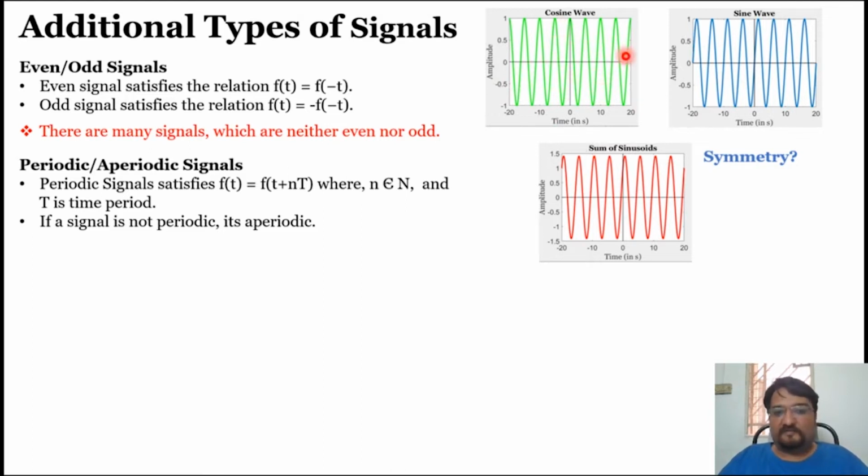These waveforms are repetitive. The same values are attained after some point of time. So in mathematical terms, for any function f of t, if you can find this relation for all n belonging to the natural number set, that f of t is equal to f of t plus n times T, then you can consider this particular signal as a periodic signal. Very simple. All sinusoidal signals and sums of sinusoidal signals are periodic signals.